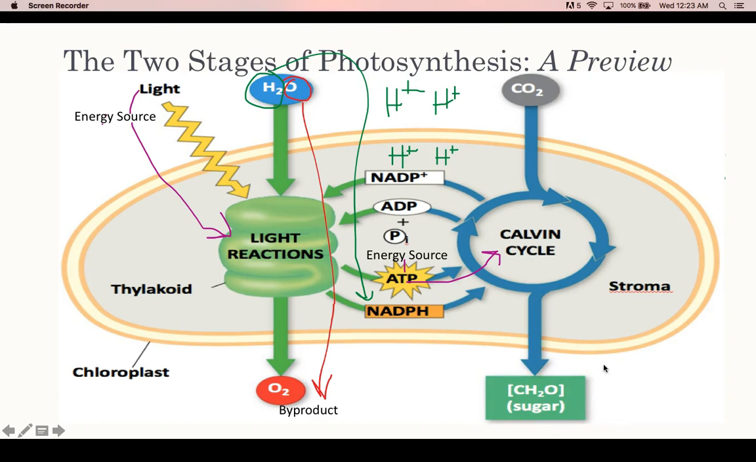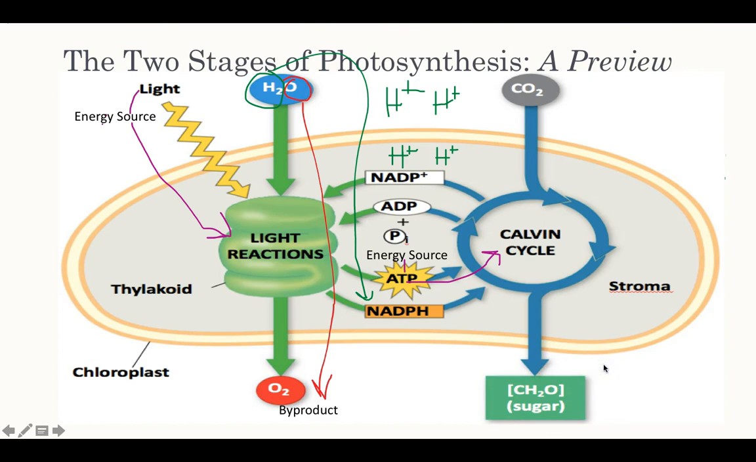Let's take a closer look at the light reactions. If my PowerPoint doesn't quit again.